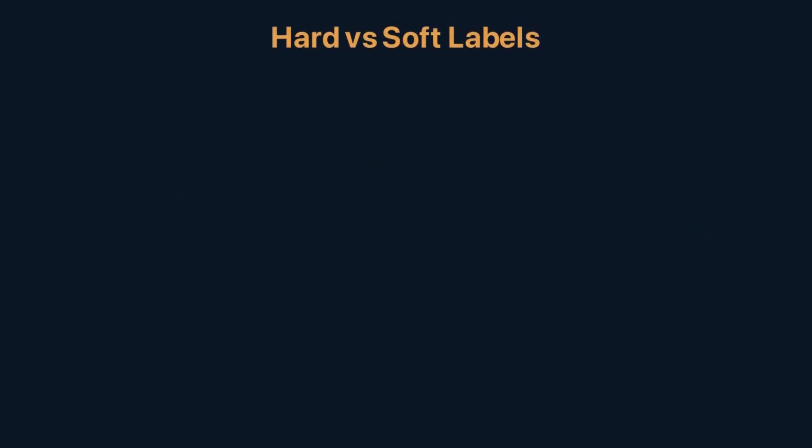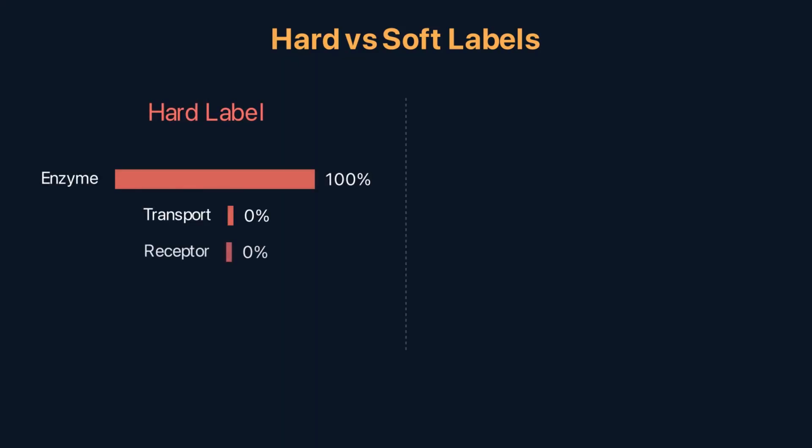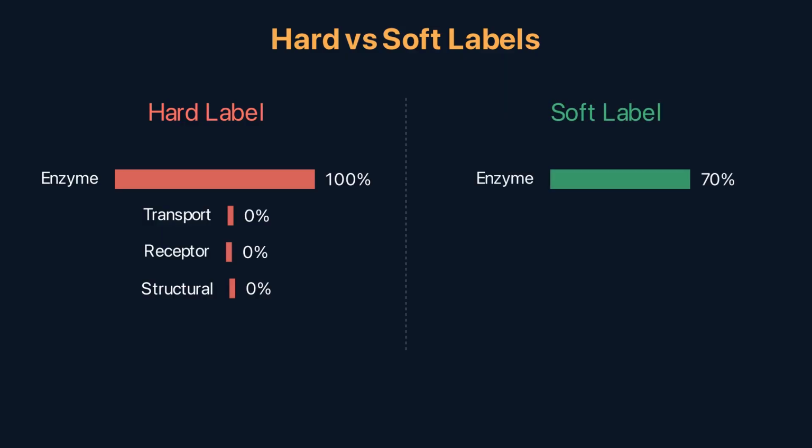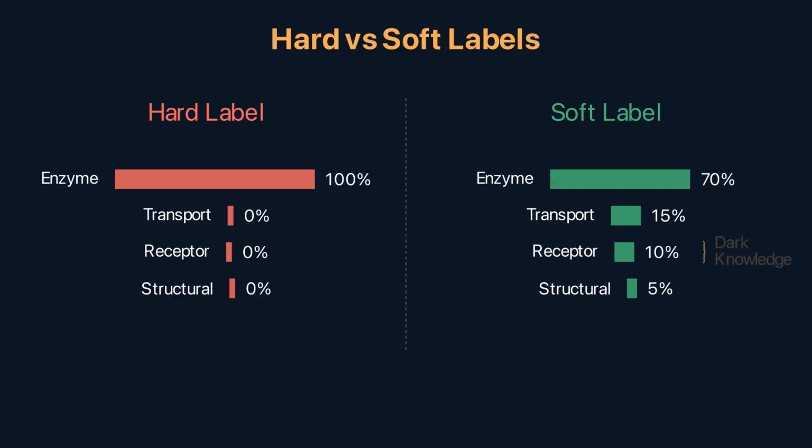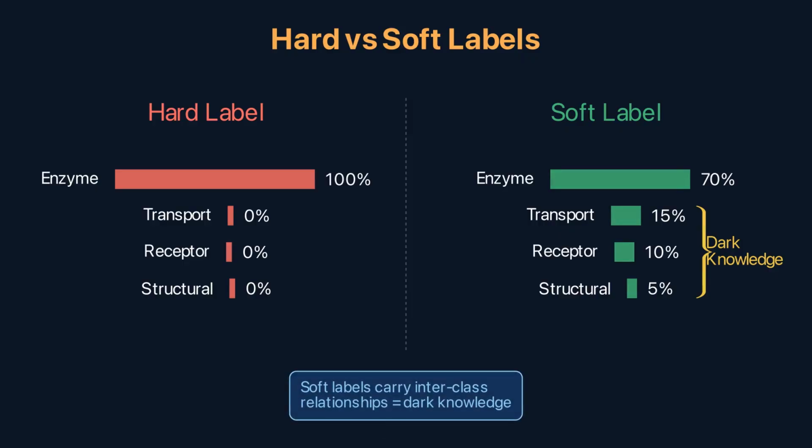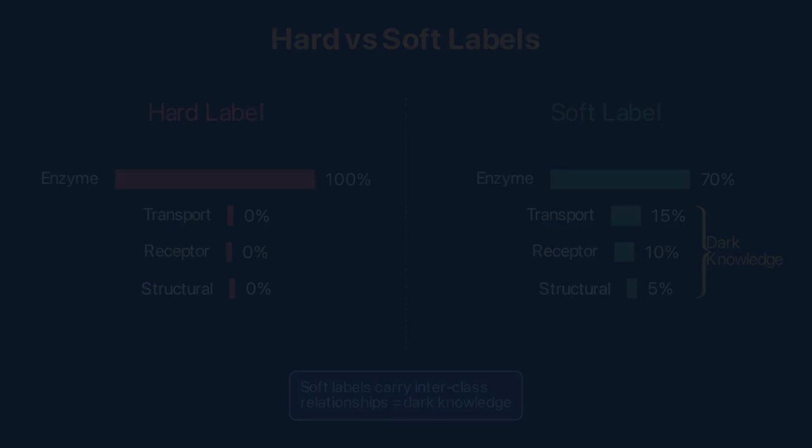The master classifies a protein. Hard label, enzyme. Soft label, 70% enzyme, 15% transport protein, 10% receptor, 5% structural. The soft distribution carries dark knowledge. The similarity between enzymes and transport proteins is invisible in the hard label but explicit in the soft. The student learning soft labels understands protein relationships the hard labeled student never sees.